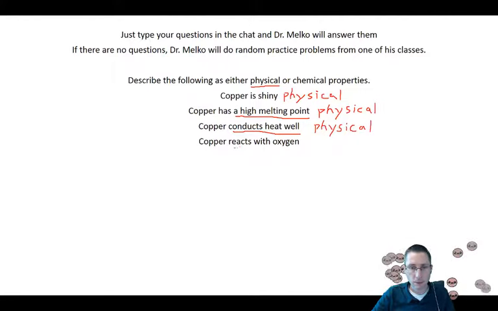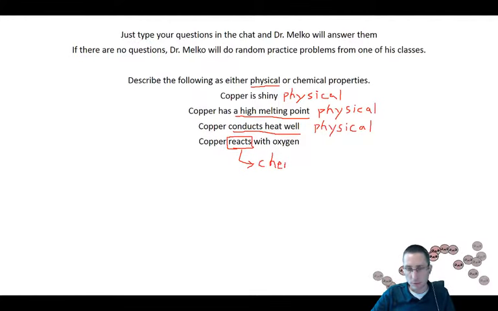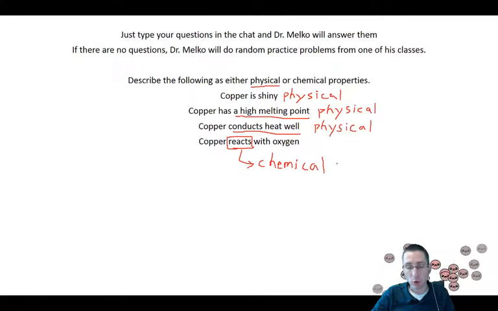And the last one, copper reacts with oxygen. This is a dead giveaway. Anytime you see reacts with something else, right, that's a chemical reaction, so that's always going to be chemical. Okay, so remember the giveaways for chemical are reacts or flammable, right, or lights on fire, something involving a flame, or burning is going to be chemical change or chemical property. Like hydrogen is flammable. Okay, it can be a chemical property.